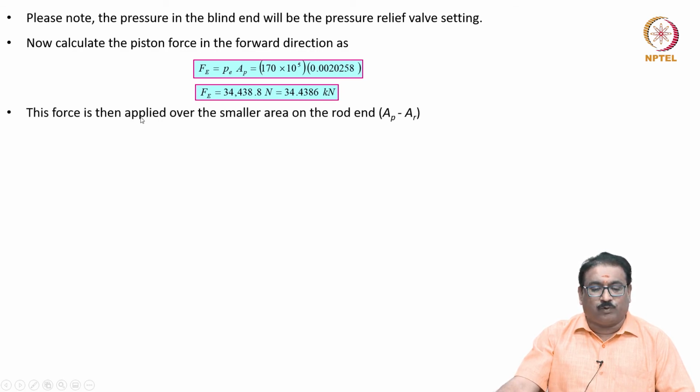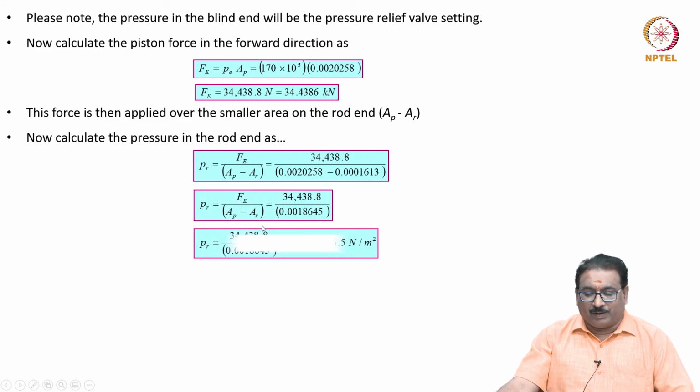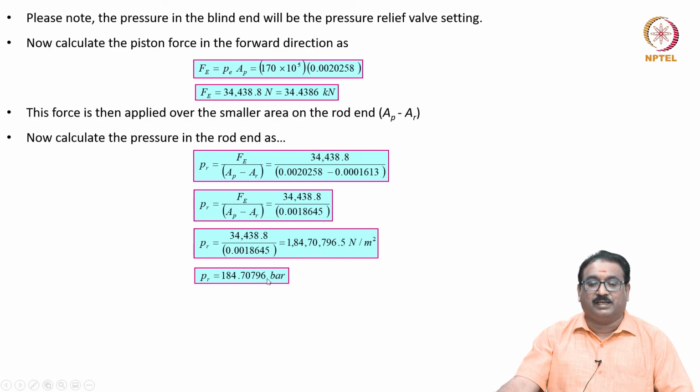Now, you will see this force is then applied over the smaller area on the rod side. Rod area is AP minus AR, correct? Now, calculate the pressure in the rod end as PR equals Fe by AP minus AR. Substitute the values here, whatever I am getting here. Now, we will get how much it is? You will get here in bar, I am getting 184.70796, which is, you will see here, friends, the pressure in retraction.